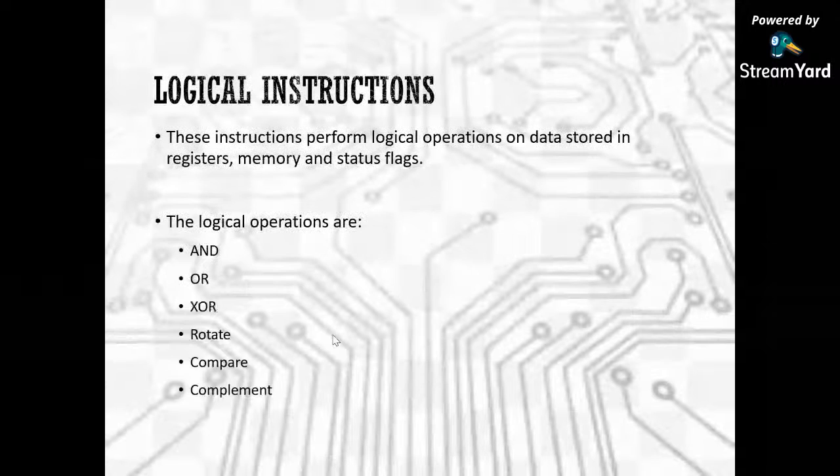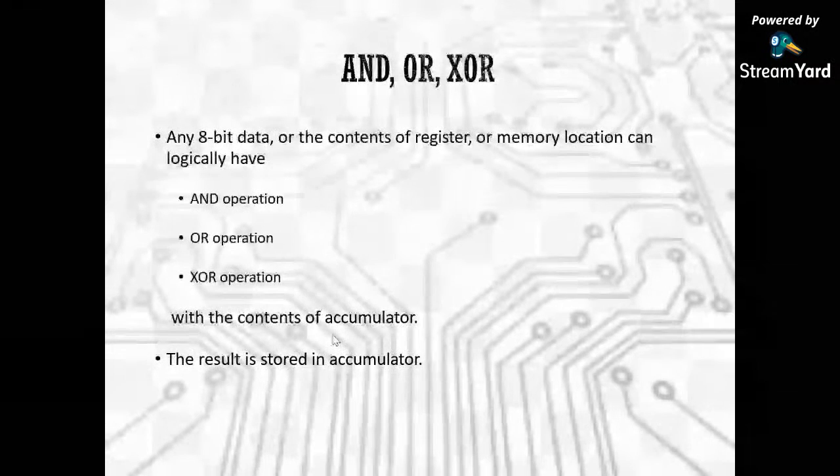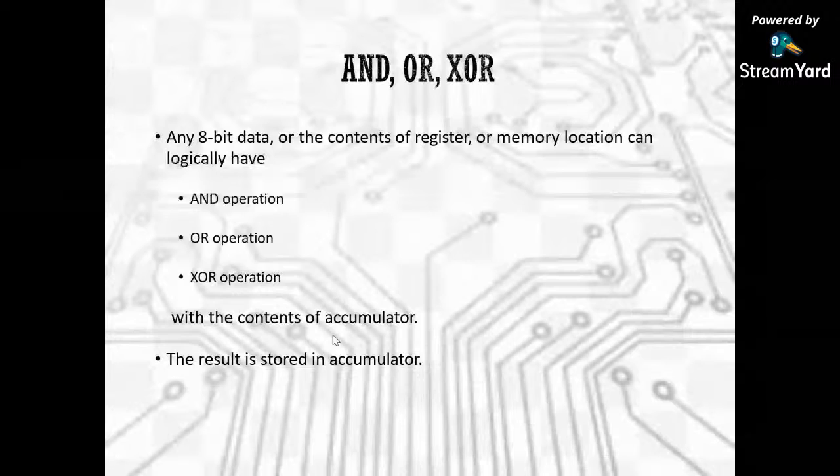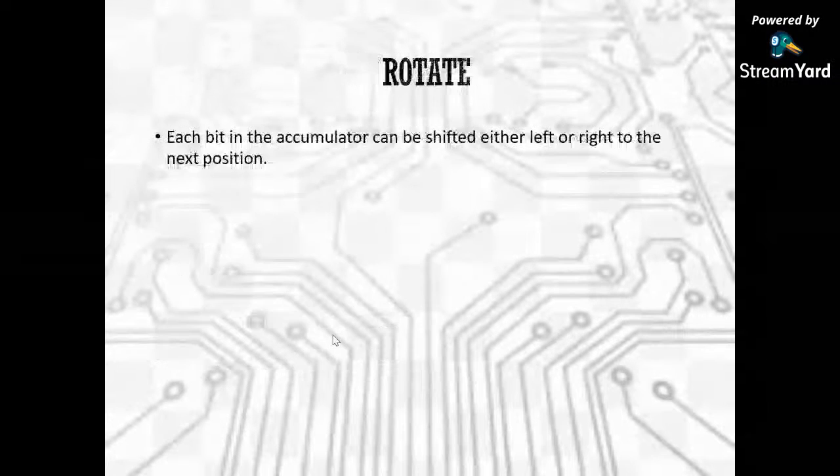So we also have the logical instructions. These instructions perform logical operations on the data stored in the registers, memory, and status flags. So we have logical operations such as AND, OR, XOR, rotate, compare, and complement. Any 8-bit data or the content of a register or memory location can have an AND operation, OR operation, or XOR operation with the contents of the accumulator. The result will be stored in the accumulator.